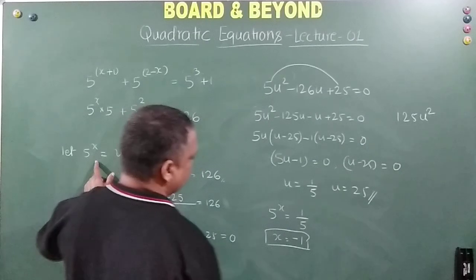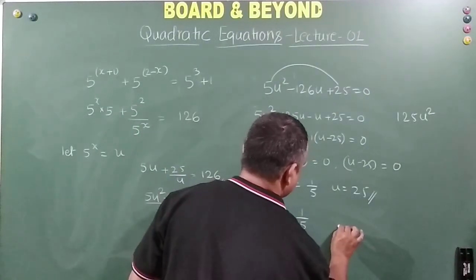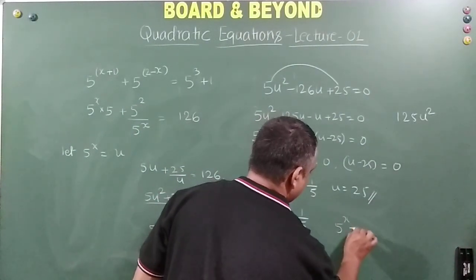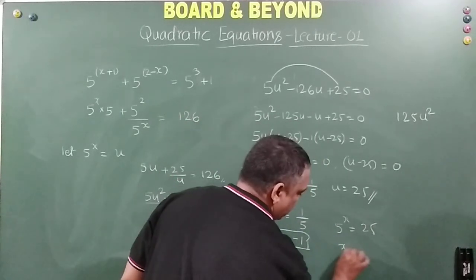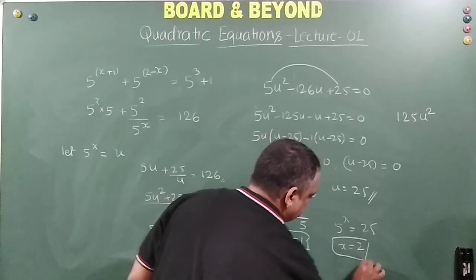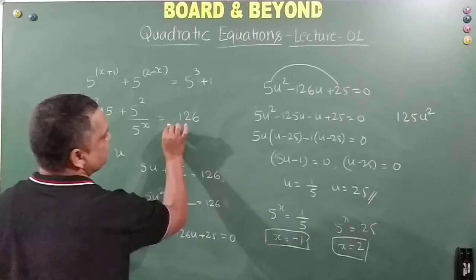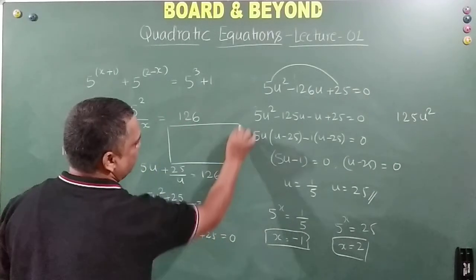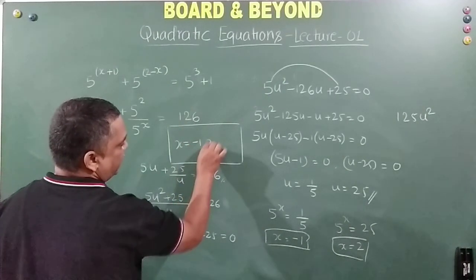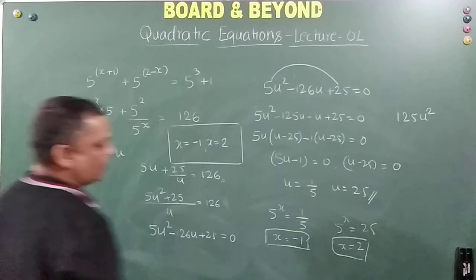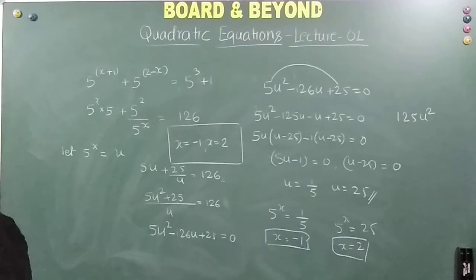So second is 25. That is 5 raised to power x is equal to 25. Right, friends? So x has to be 2 in this case. Right friends? So I'll just summarize and write the values of x here. So x is equal to either minus 1 or x is equal to 2. You got it?